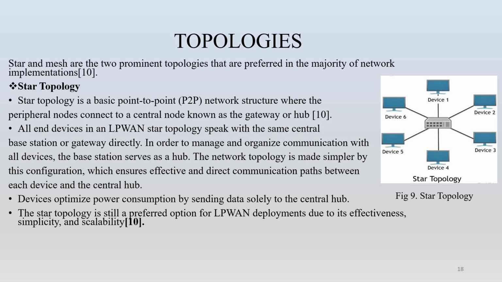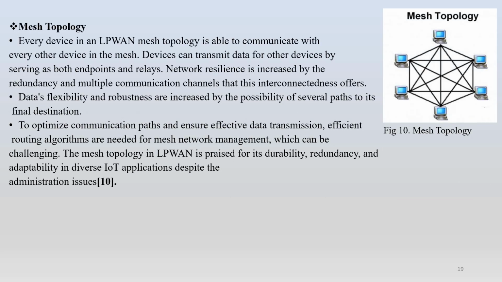Coming to mesh topology, we can understand that each device is connected to every other device in the network. We can understand that from this figure 10. It offers high redundancy. Multiple paths exist for data transmission, so if one link fails, alternative paths are available. It's more scalable. Additional devices can be easily added without disrupting the existing network.